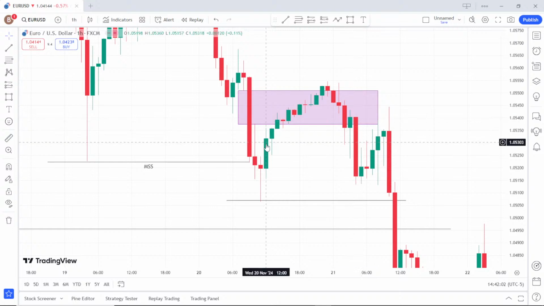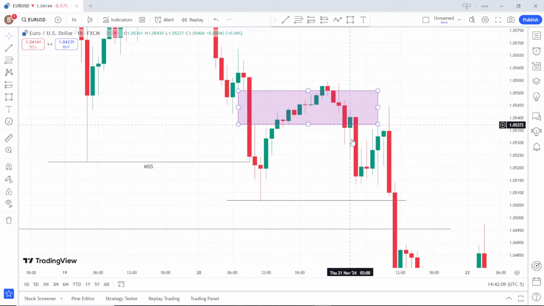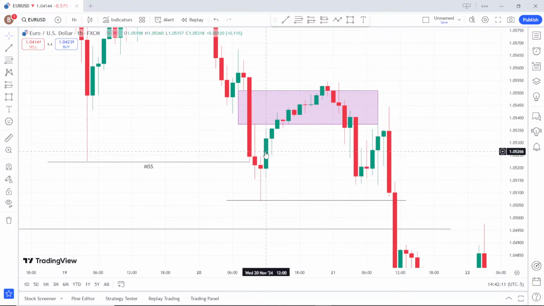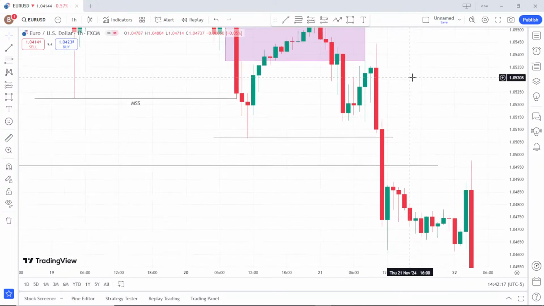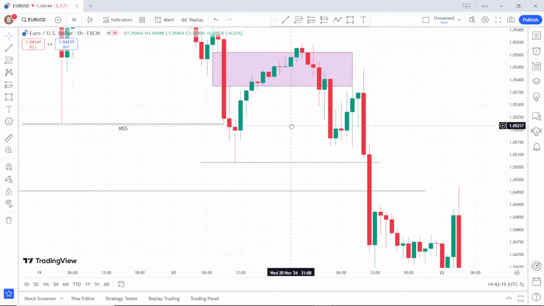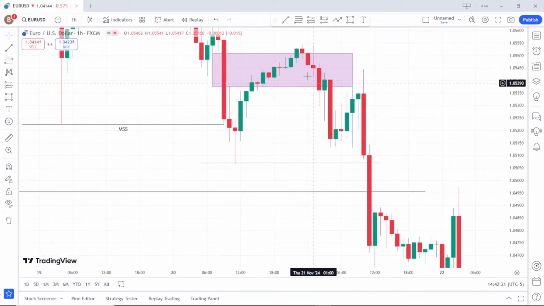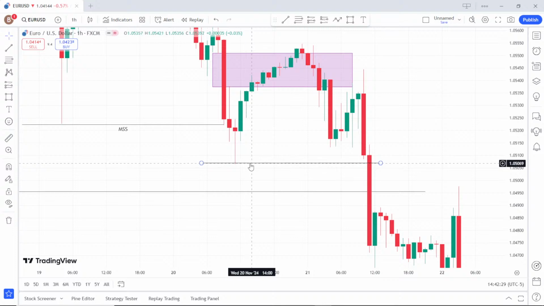So on Wednesday, after they did this, Thursday they retraced all the way, and then Wednesday they did this, and then Thursday they started dumping it. So this is an opportunity. On Thursday there's a trade I took here actually around there. We didn't get here. I closed maybe somewhere around there. Yeah.